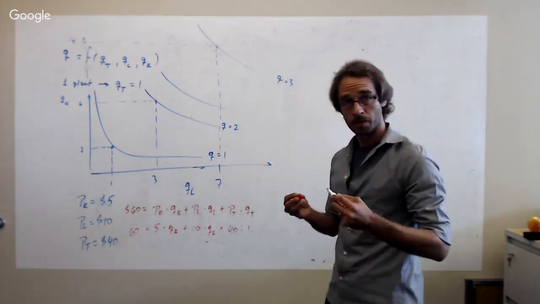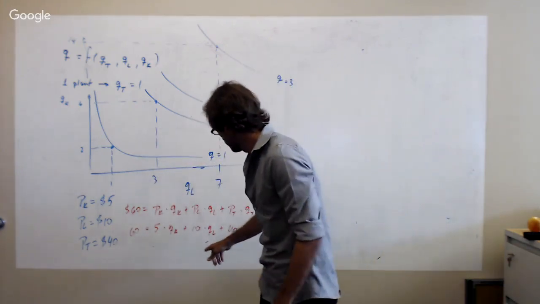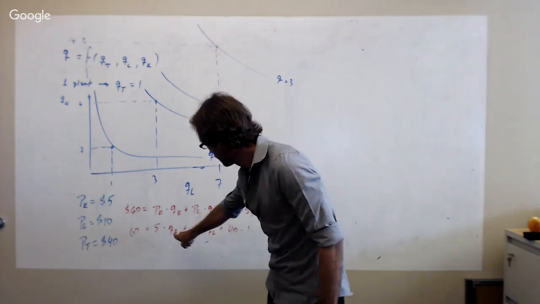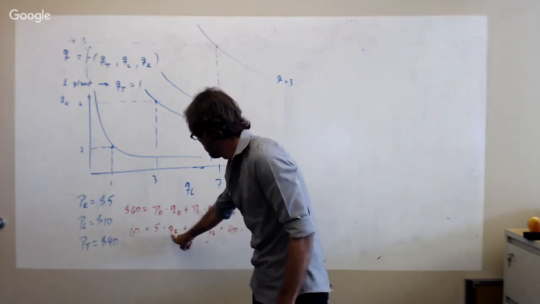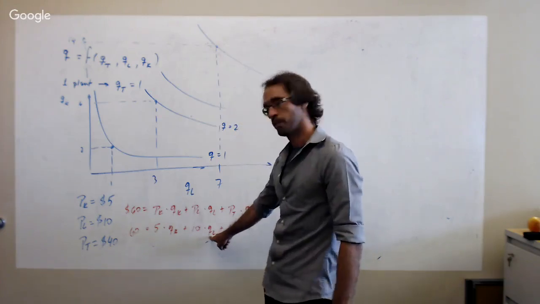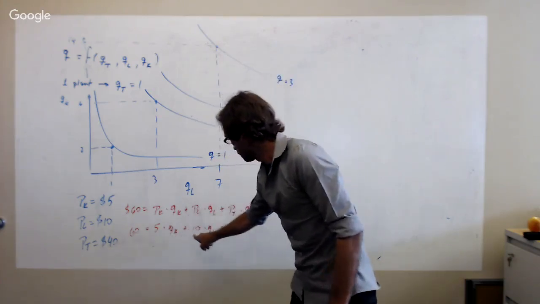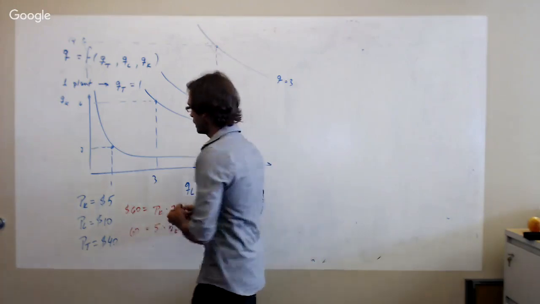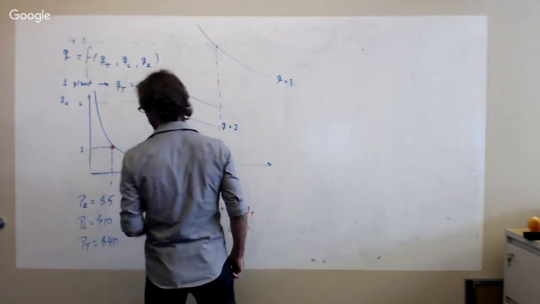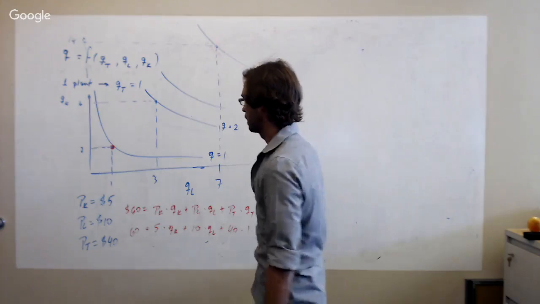And I can show you very quickly so that I don't make this example too long, that if your capital, for example, is 2 and your labor is 1, then this is $10 plus $10, 20, plus 40, 60. So this combination costs the firm $60.